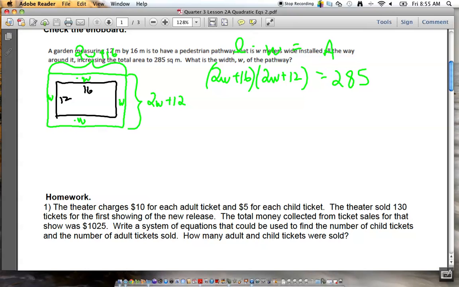Does everybody understand why I put the W around the original rectangle? No. Yes, I do actually. I don't. James, why? Because there's more. What does it say in the problem? They're adding more to it. That's right. The pedestrian pathway is W meters wide, installed all the way around. Okay, so here's my all the way around, it's W meters wide. I understand. Now, why is it 2W plus 12 and not W plus 12? Because you're only doing that in the two sides. Okay, take a moment, look at your paper. What was your mistake?